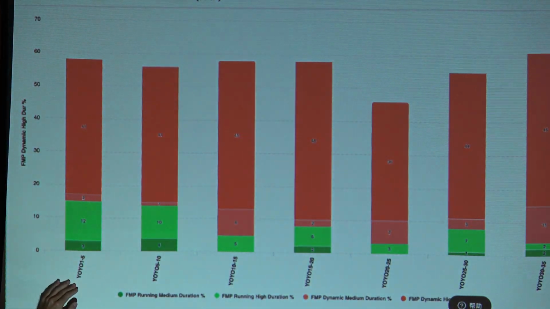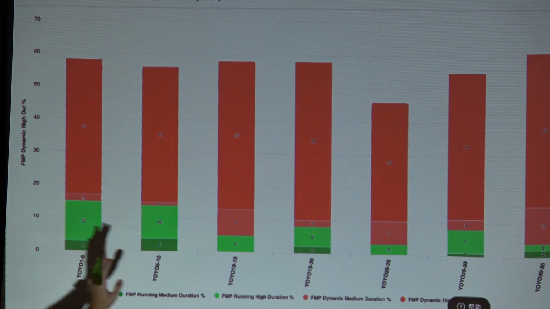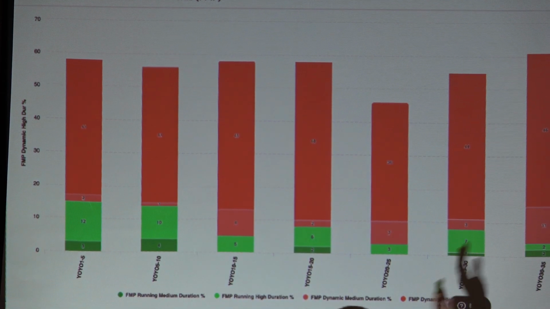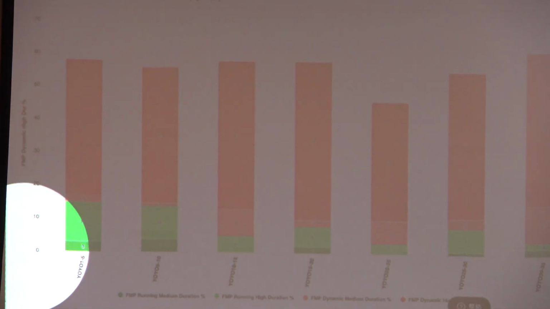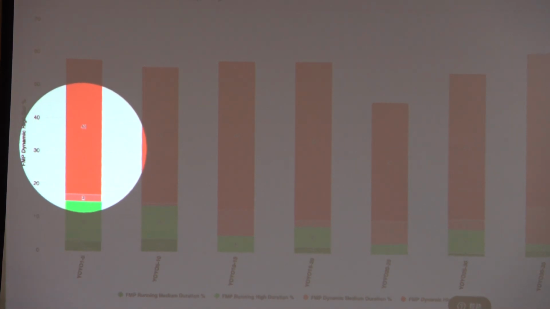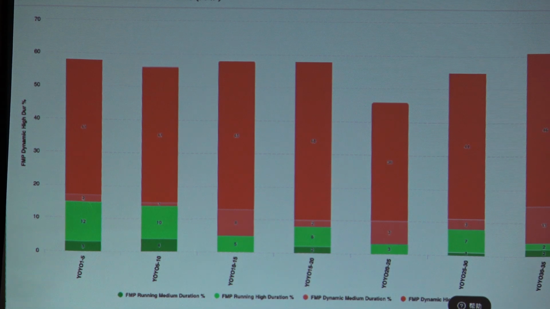Again, the green ones are the time when they are doing straight line running, and the red means they are doing like changing, or when they are not really running in straight line.